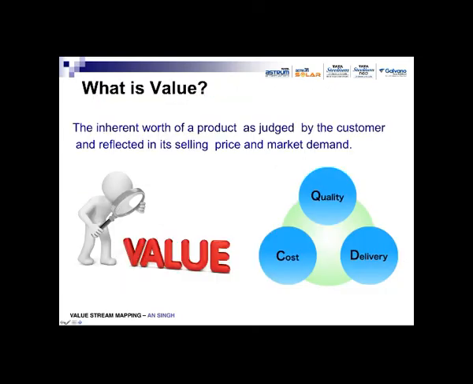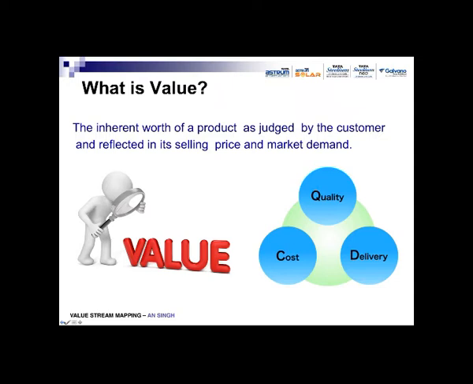So any process is generating two types of outputs, the value and the waste. Value is defined as the inherent worth of a product or service as judged by the customer and reflected in its selling price and market demand. So today, every company is supposed to provide value to the customer. To understand value, the simple way, the three most important elements of value are quality, cost, and delivery.